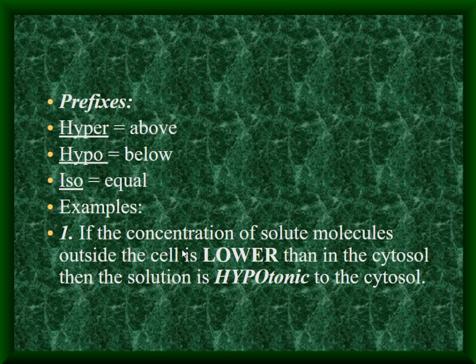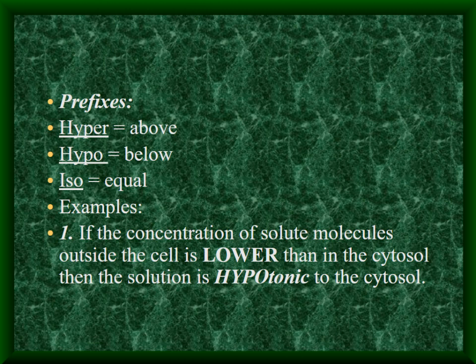When we're talking about this, we're going to need to know the prefixes. Otherwise, we're not going to understand what we're talking about. So hypo means below, hyper means above, and iso means equal. If you ever hear something called iso, that means it is equal or the same, so equilibrium or homeostasis.